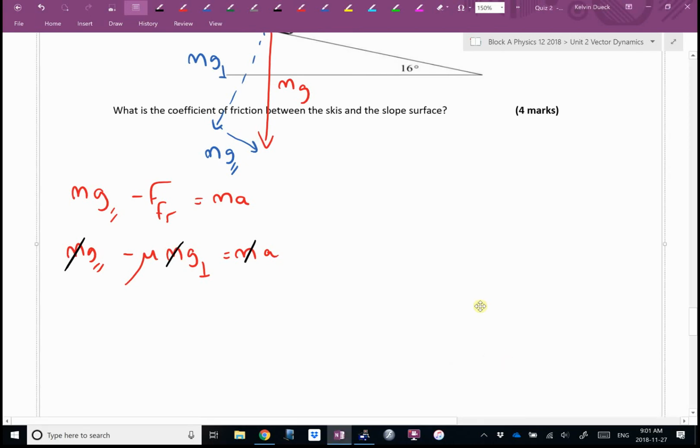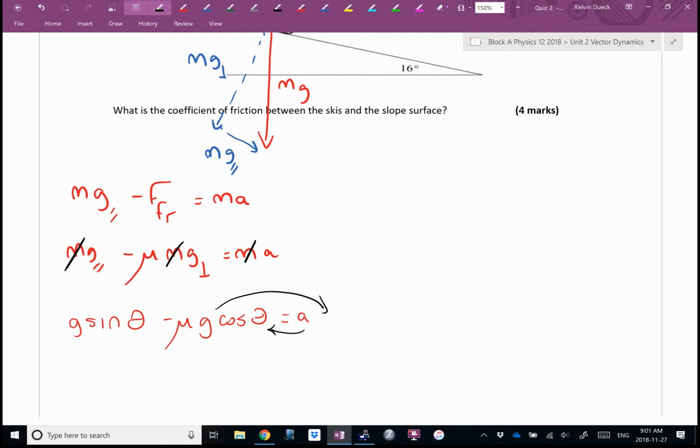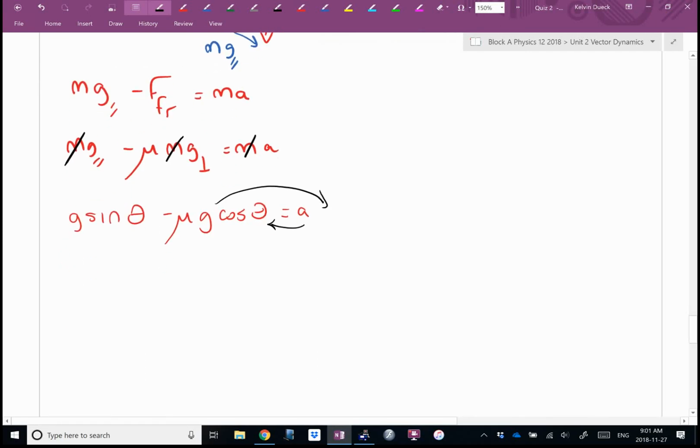Question wants me to get the mu. Well, let's bring in the trig, and then I'll get the mu by itself. So I have g sine minus mu g cos equals a. I decided to do the swappy dance. And also right around here I started to get a bit worried because I was looking at all my other things and I said, I don't think I know a. And I'm going to need the acceleration to do this. But I'm committed. I'll get the mu by itself at least.